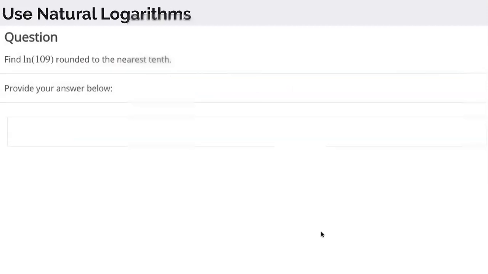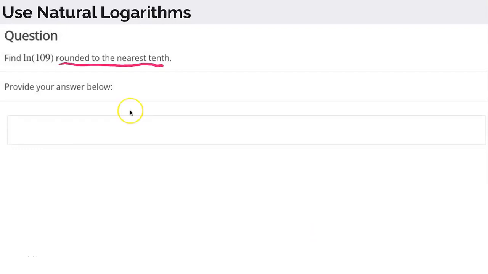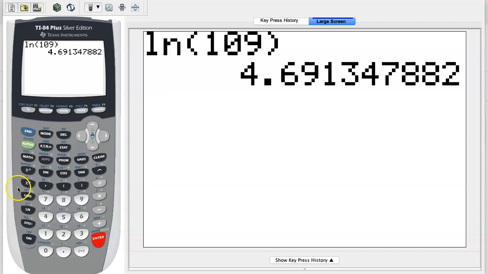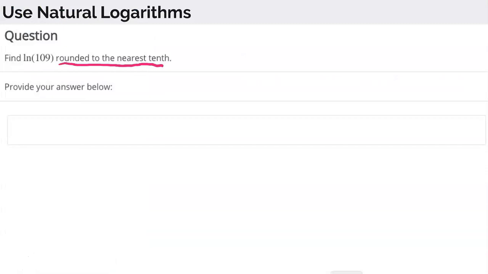Okay, and it's the same thing for this last problem here. This is asking us to find the natural log, and again, it's telling us rounding instructions, which means it's expecting us to use the calculator. So if we go to the calculator once again, we're going to hit the natural log button, which is right here directly underneath the log button. And then we'll type in our argument, 109 this time, and we hit enter, we get 4.6913. Going back here, it says round to the nearest tenth, so we would enter our answer as 4.7.